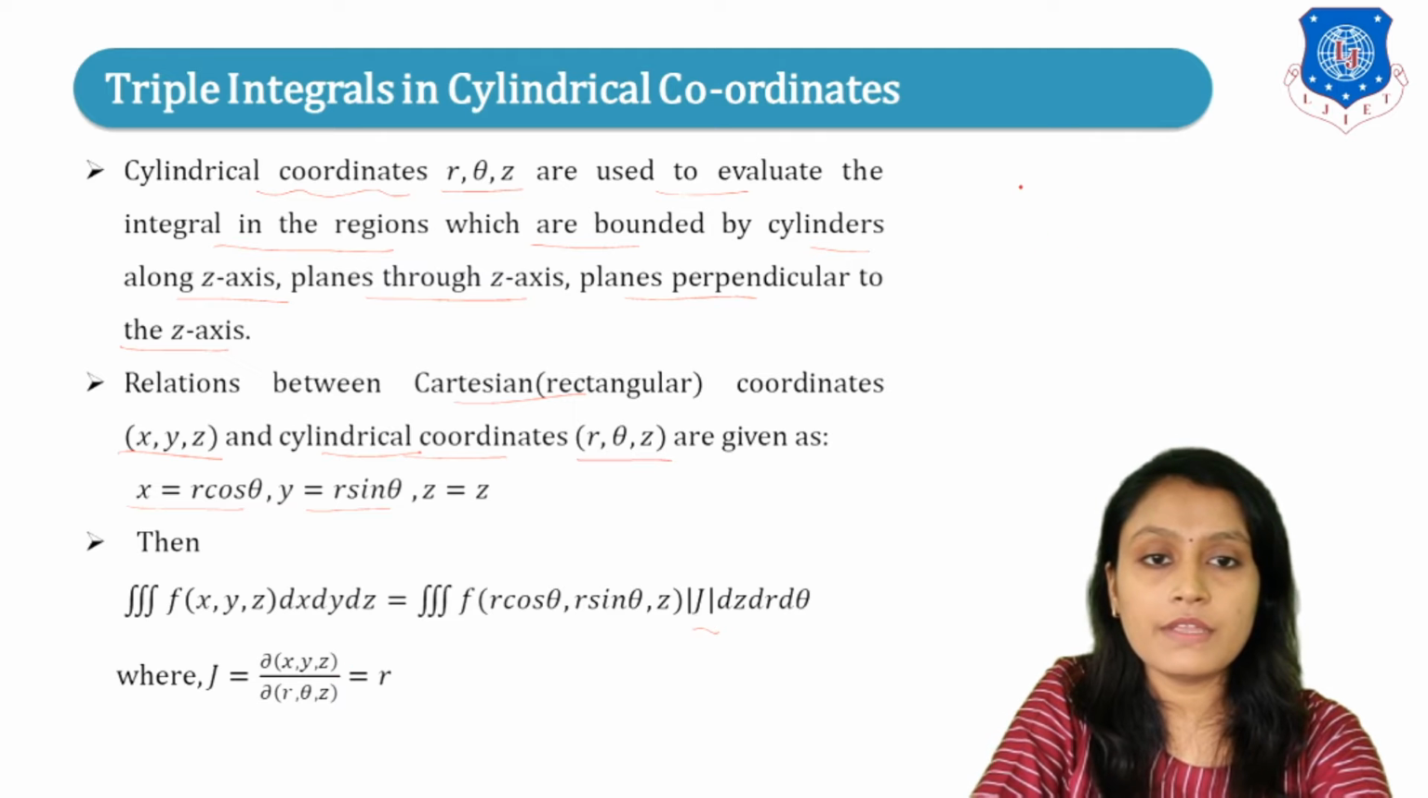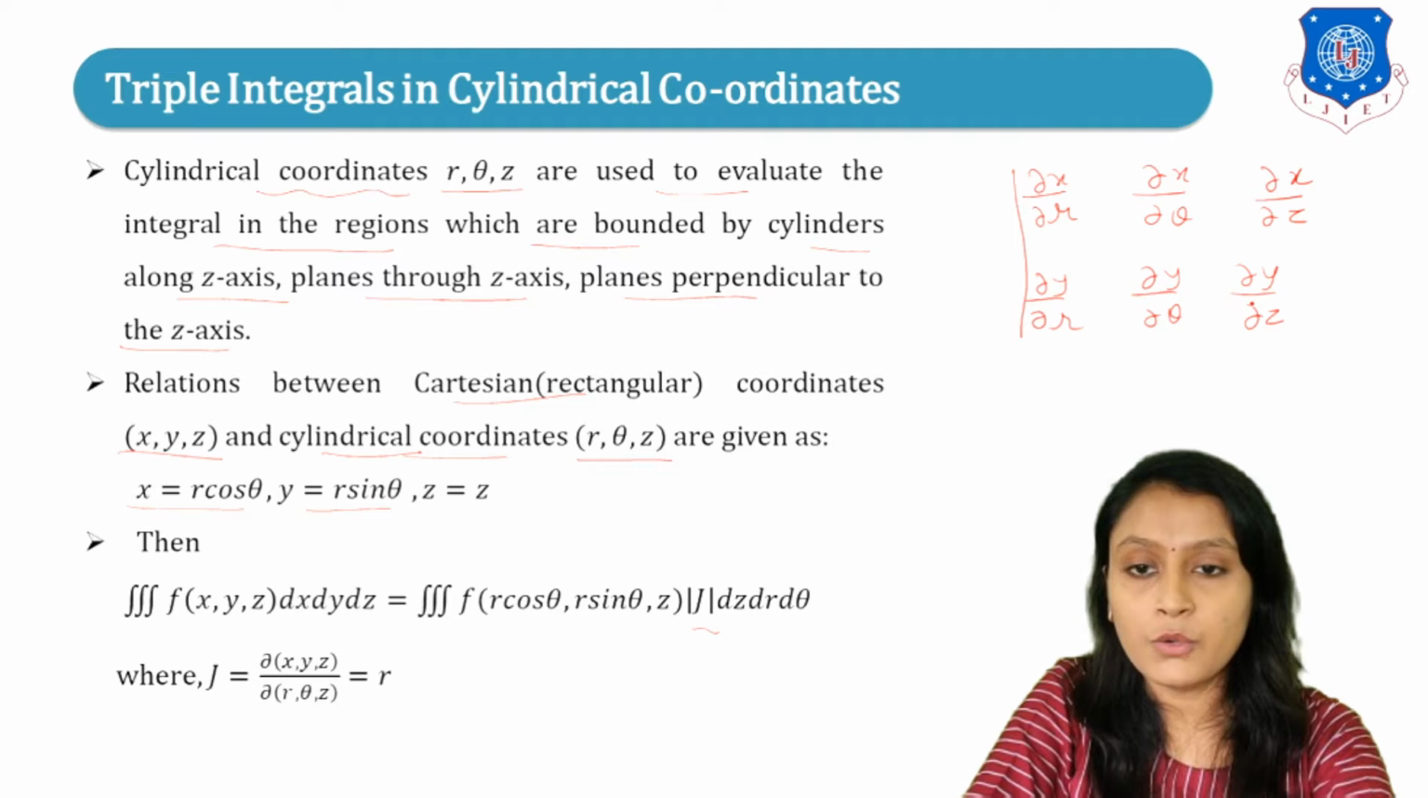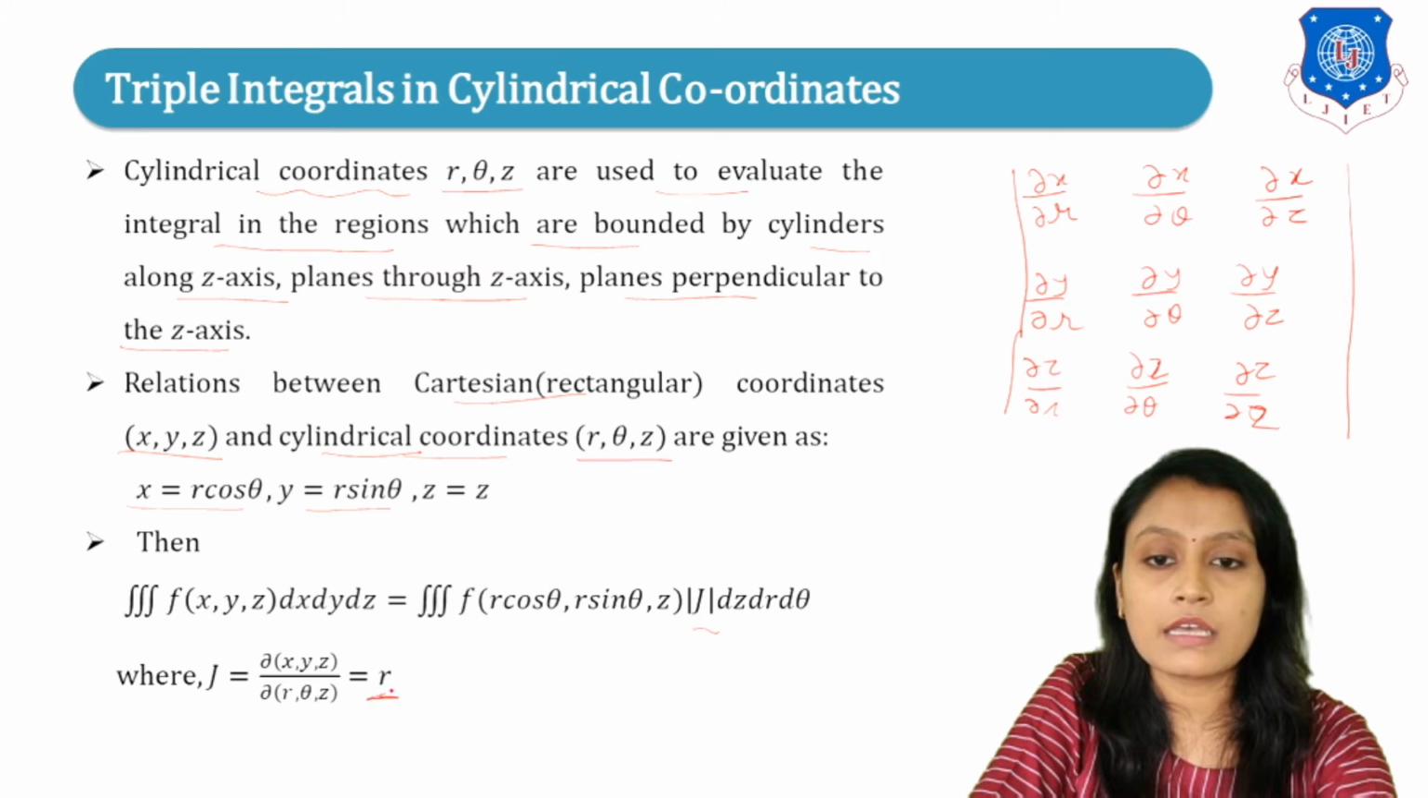Okay, so this Jacobian we can simplify as, here firstly we will write del x by del r, then del x by del theta and del x by del z. Okay, now for y, so del y by del r, del y by del theta, del y by del z. Okay, and for z we have del z by del r, del z by del theta and del z by del z. Okay, so we have to solve this determinant, and on solving this determinant you will get the answer as r.